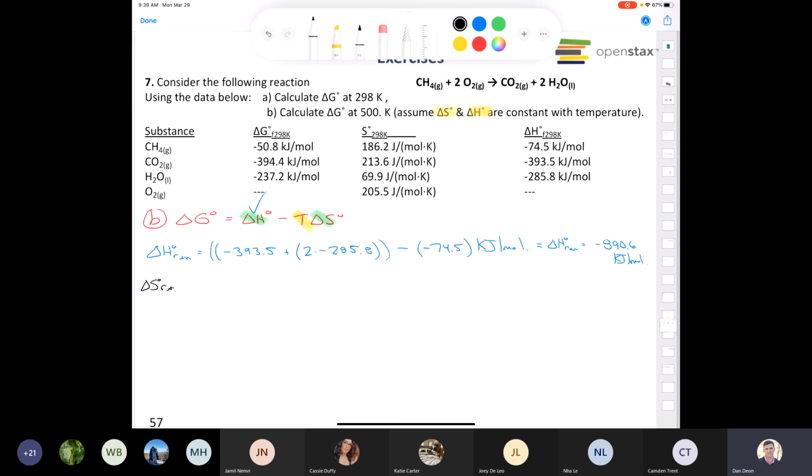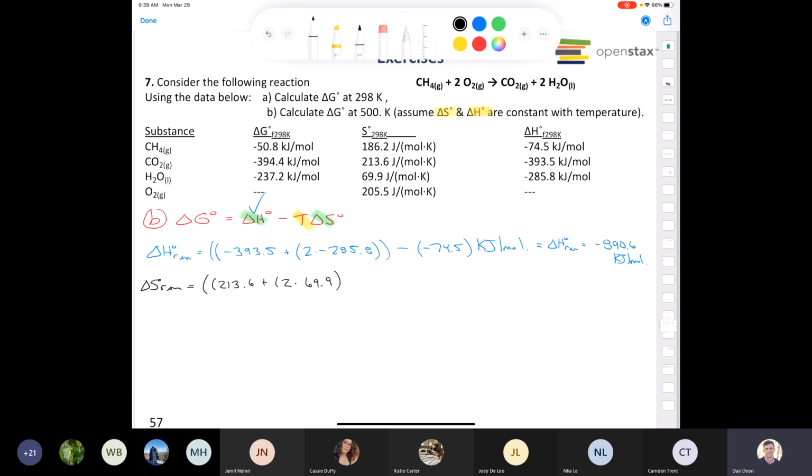Same thing. The delta S of our reaction is solved in a similar manner. We have all of our entropy values here. Notice that the entropy value for oxygen is not 0. You can only have an entropy of 0 when you have a perfect crystal at 0 Kelvin. And so you're not going to find any element having a standard entropy of 0. So we're going to plug in our numbers here. We get 213.6 plus 2 times the entropy of my water, which is 69.9.